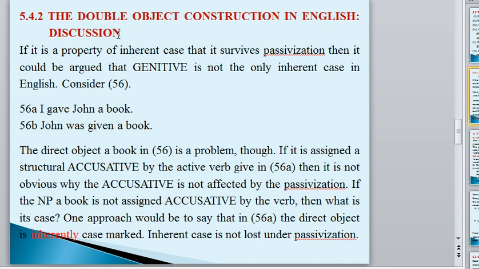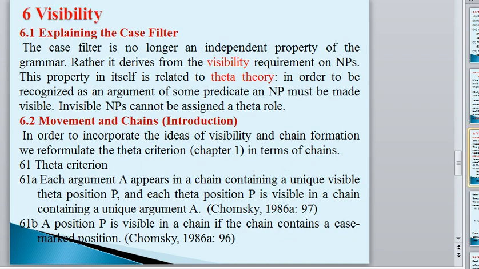So in the double object construction, we can conclude that one of them is assigned a structural case and the other an inherent case, and the inherent case is not lost under passivization. This is the form of the double object construction.